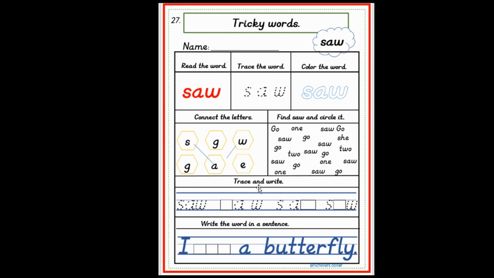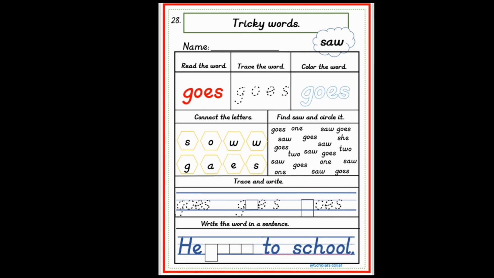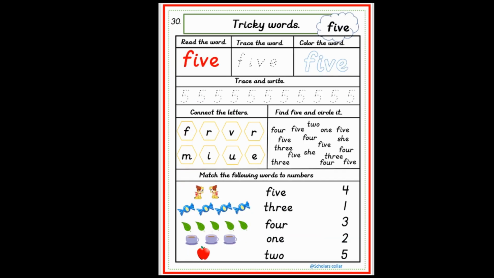And then you're going to trace and write the word S-A-W saw, S-A-W saw, S-A-W saw. And then you're going to write the word in a sentence. I saw a butterfly. Next, we have tricky word put. We are going to do the same work on the worksheet. We have tricky word goes. And finally, we have tricky word 5.